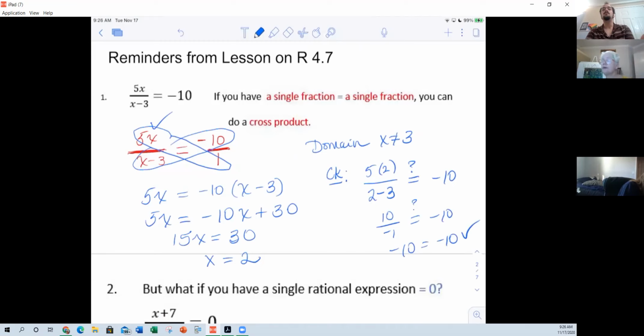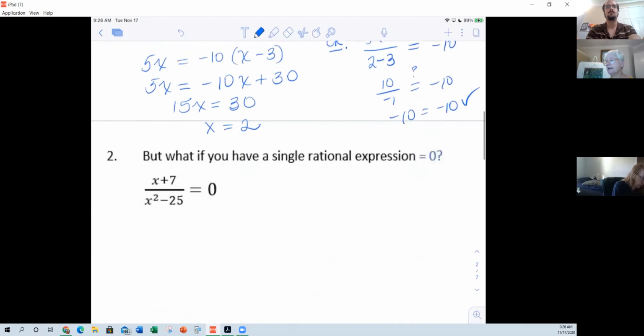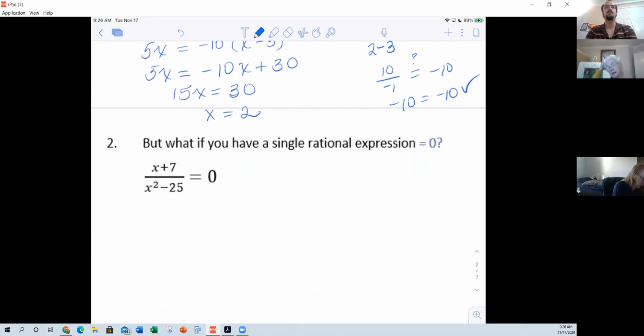You don't have to show me your check, but I have caught myself many, many times having made a careless error and catching myself because I checked it. Now, this won't work if you have something equal to 0. So normally if I have something equal to 0, I make sure that this side is completely simplified, or factored, so that if there are any common factors, they would go away. But there's not in this case, and there usually is not, the ones I've seen anyway in the book.